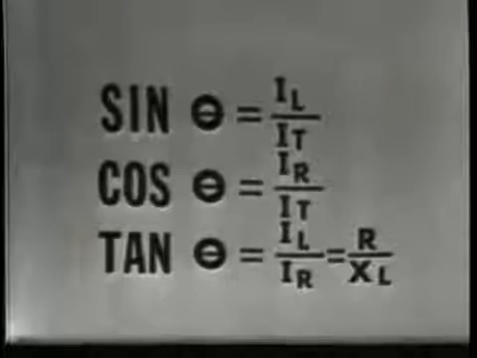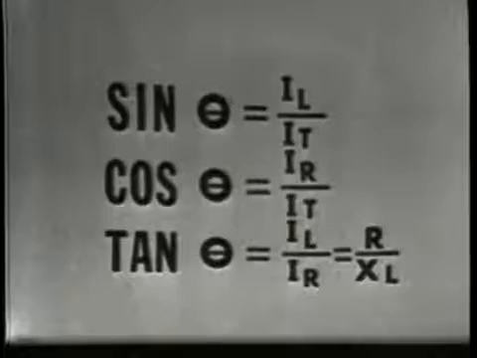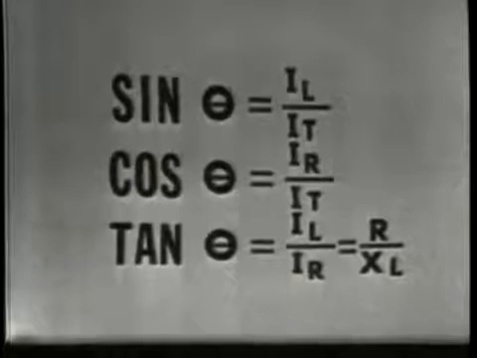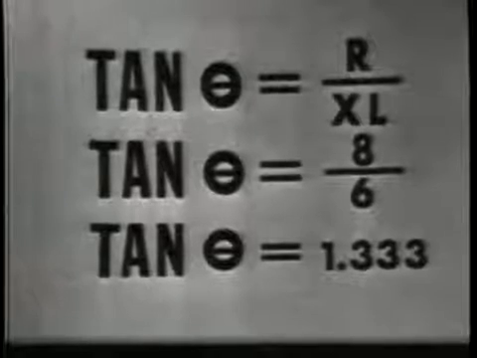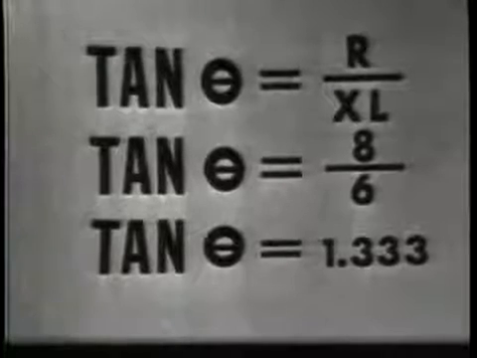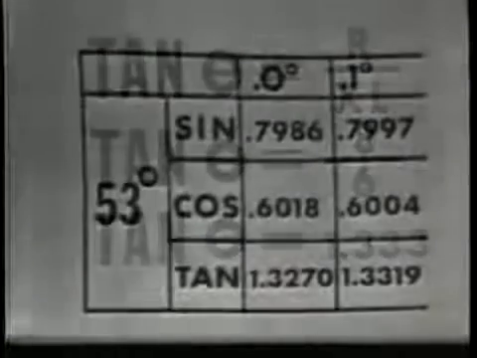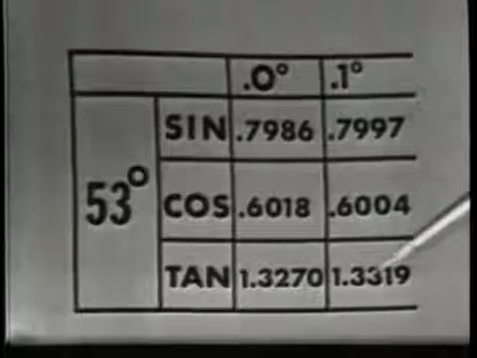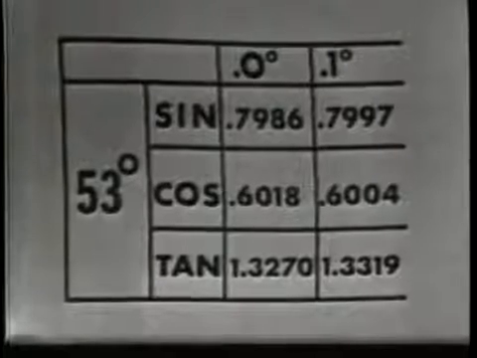Now, the trig function you use will be determined by what you want to find out about the circuit and what information you already have. For example, the phase angle could be determined with only the reactance and the resistance of the circuit known. In this circuit, the tangent is equal to R over XL, or 8 over 6. The tangent of angle theta is equal to 1.333. Going to the trig tables, angle theta could be found by finding the tangent closest to 1.333, which in this case is 1.3319, and that would give us an angle of 53.1 degrees.